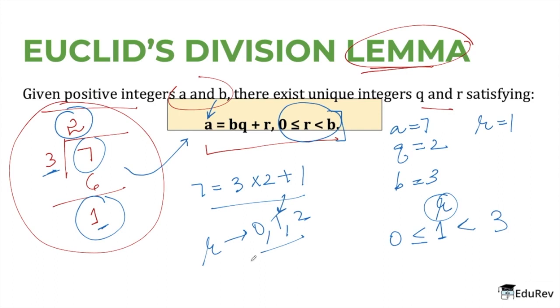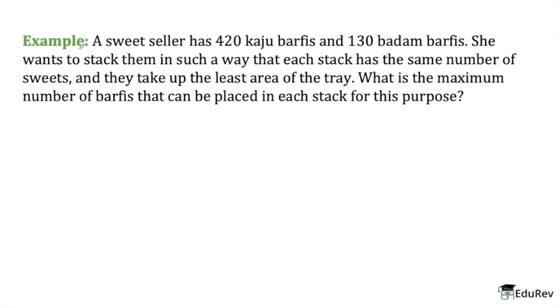Okay, so let's move forward and solve one question to understand this. Alright, let's see what this question says. A sweet seller has 420 kaju barfis and 130 badam barfis, and she wants to stack them in such a way that each stack has the same number of sweets and they take up the least area of the tray. What is the maximum number of barfis that can be placed in each stack for this purpose?